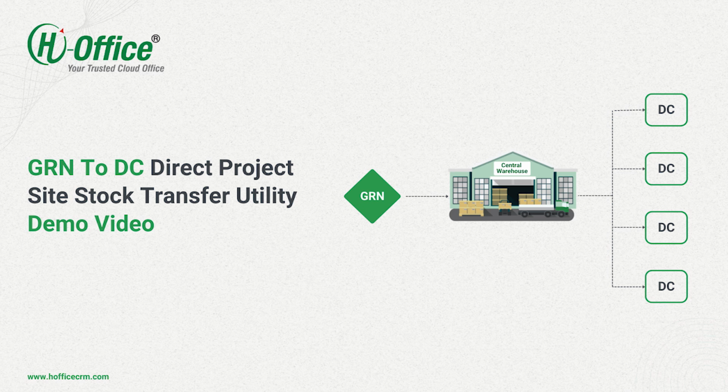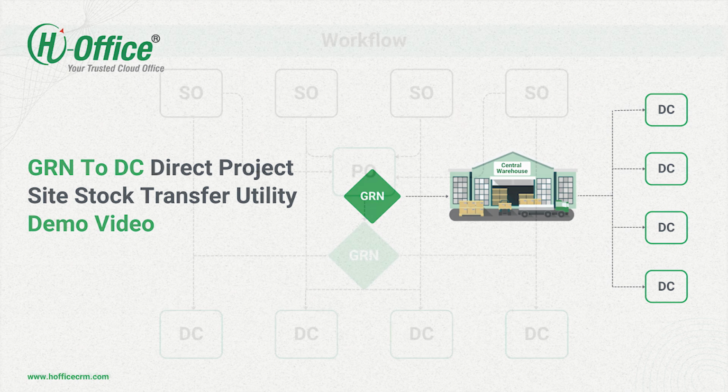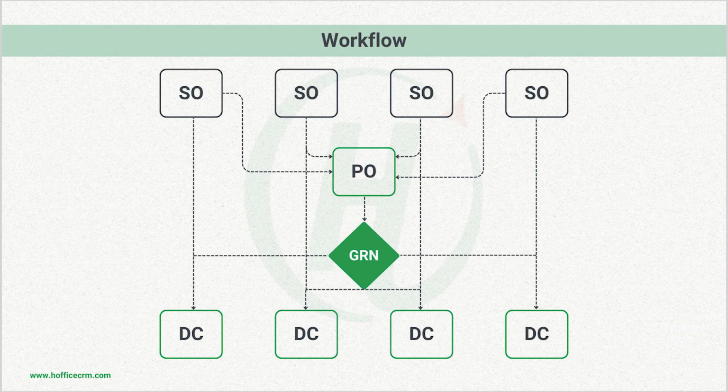Today in this video, we are going to see how, using HOF's new utility, you can create delivery challans very easily and swiftly. This tool could be utilized by any of the organizations who are dealing with multiple project sites and want to supply the material directly to the project sites against the GRN which they have received from their vendors.